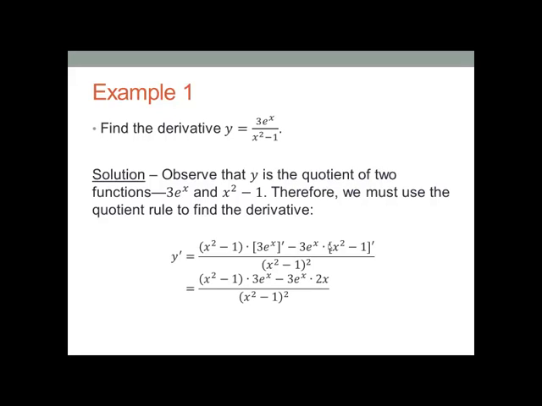Computing those derivatives, the derivative of 3e to the x is 3e to the x, and the derivative of x squared minus 1 is 2x. Therefore, my final answer for the derivative is 3x squared e to the x minus 3e to the x minus 6x e to the x, all divided by the quantity x squared minus 1 to the second power.